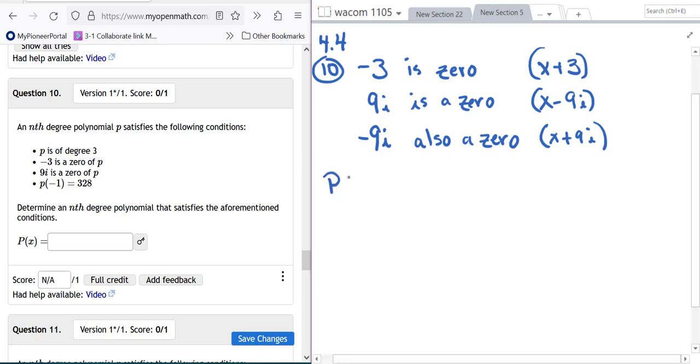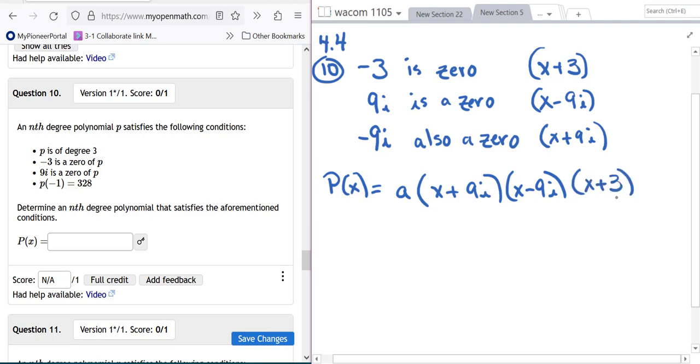So our polynomial is of the form some constant times, I'm going to do these complex ones first, x plus 9i, x minus 9i, and x plus 3. All right. I'm going to go ahead and multiply these two complex ones and get the i's out of there before I try to plug anything in.